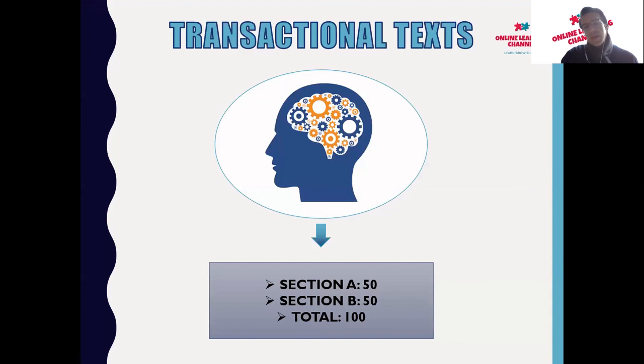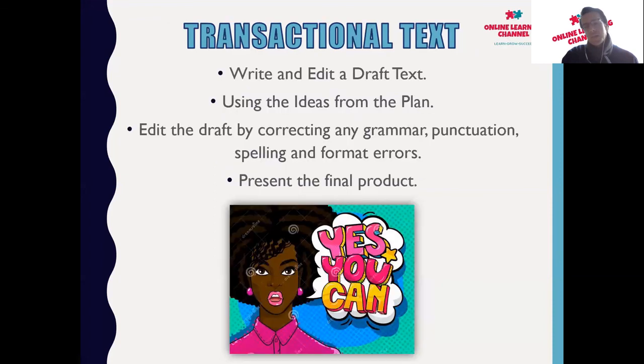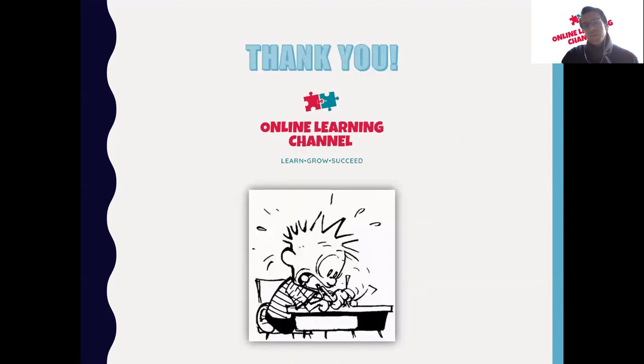So remember, section A is out of 50, section B is out of 50, which would then total 100. Section A, you need to write 1 essay. Section B, you need to write 2 transactional texts. So when it comes to your transactional text, don't forget that you are to write and edit a draft text, use ideas from the plan, edit the draft by correcting any grammar, punctuation, spelling, or format errors, and then eventually produce the final product, so as to give the examiner a good sense of what you have had to offer in terms of your particular presentation.